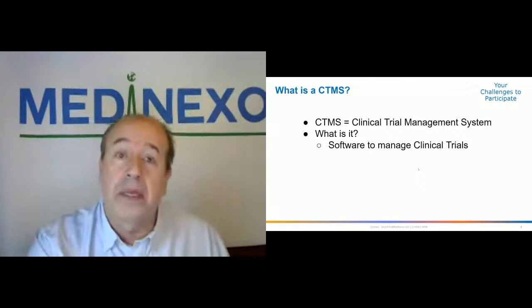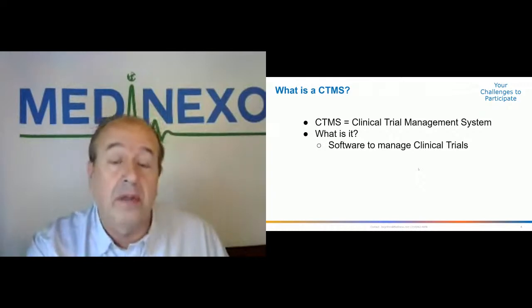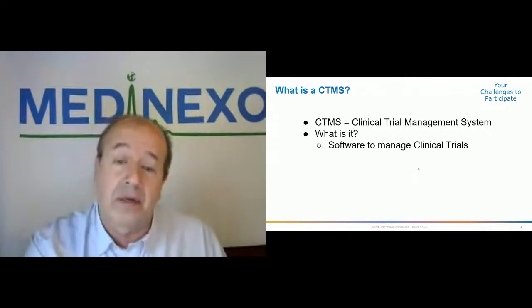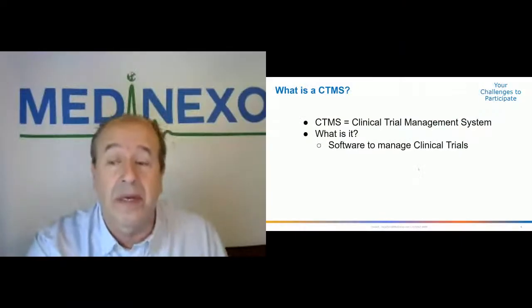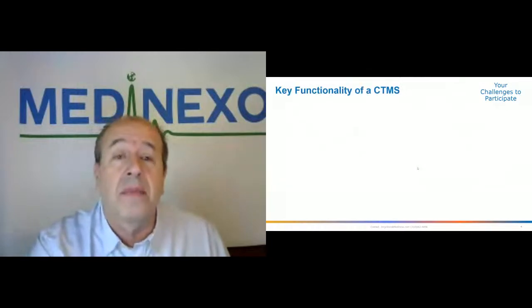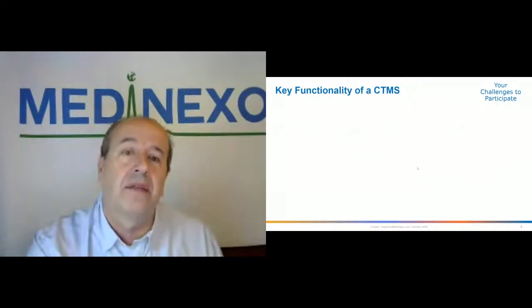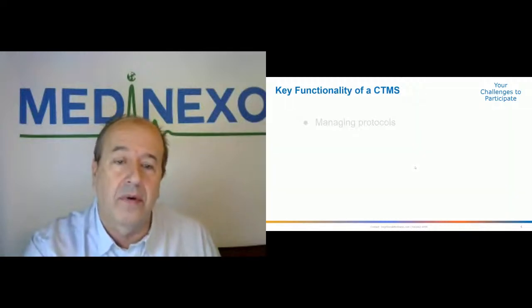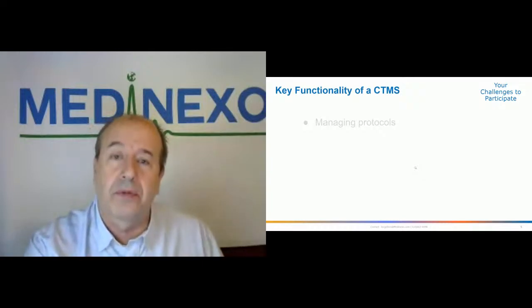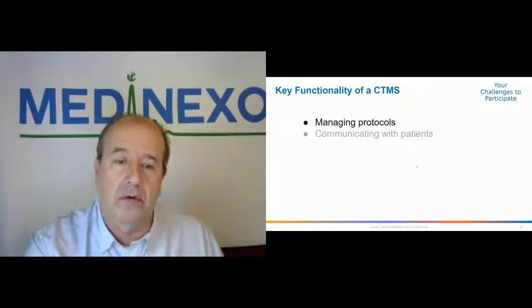Now, many sites are doing it manually, with Excel sheets, and in different ways. But the reality is, having a CTMS, a clinical trial management system, is important. So the term is reflective of something that is needed. What is the key functionality that a CTMS should have? First of all, it should be able to manage your protocols. It should be able to capture what the protocol is and manage it, execute it.